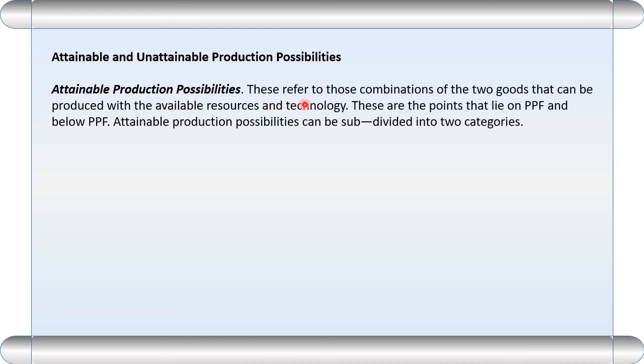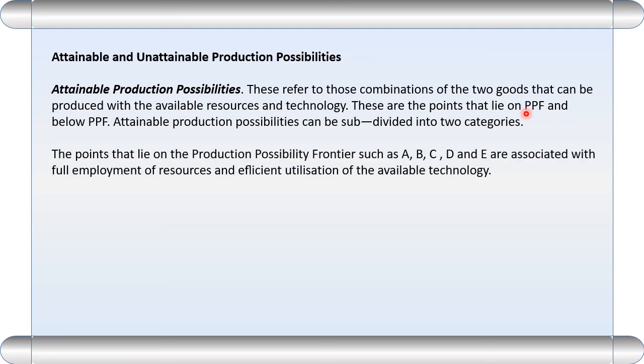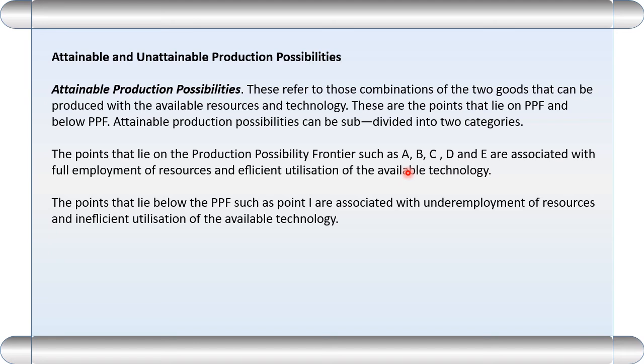Attainable refers to those combinations of two goods that can be produced with the available resources and technologies. And these points lie on the production possibility curve. It can be categorized into two: fully employed or efficient utilization, or underemployed.